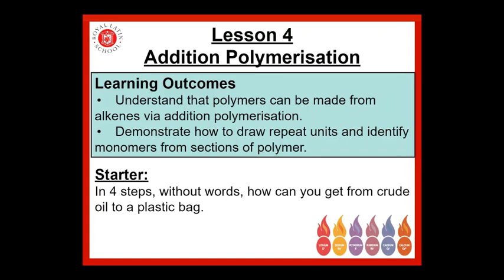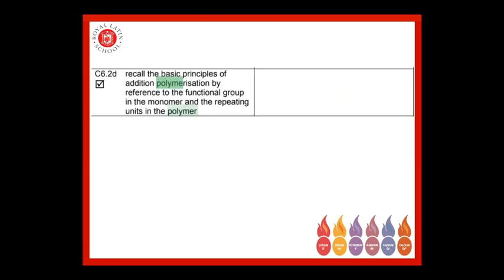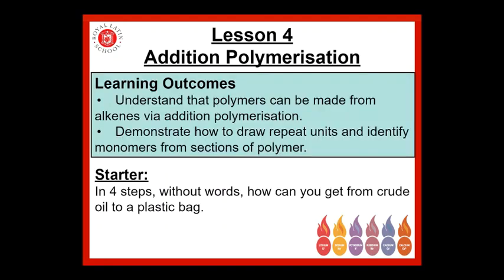So, polymers. What we're going to cover today is recall the basic principles of addition polymerization, refer to the functional group of a monomer, and the repeating units of a polymer. Now, that's pretty vague. So, a bit more in depth, we're going to understand that polymers can be made from alkenes, and we're going to talk about addition polymerization. There is another type of polymerization coming up later on in the course. Not to worry about it now. We'll cover that later on. And you're going to demonstrate how to draw repeat units and identify monomers from sections of a polymer.